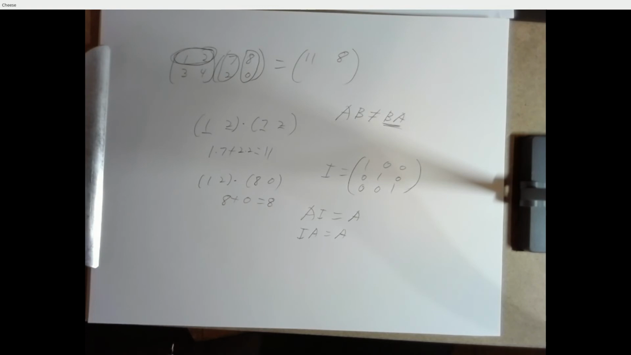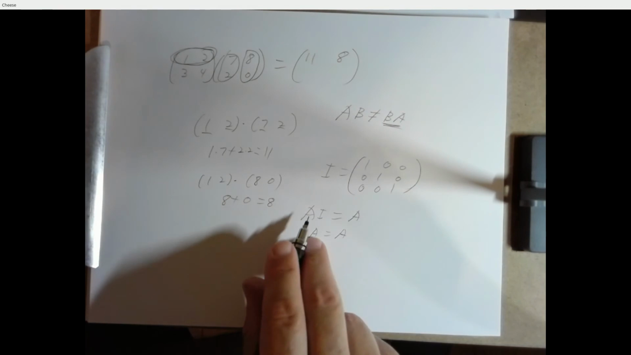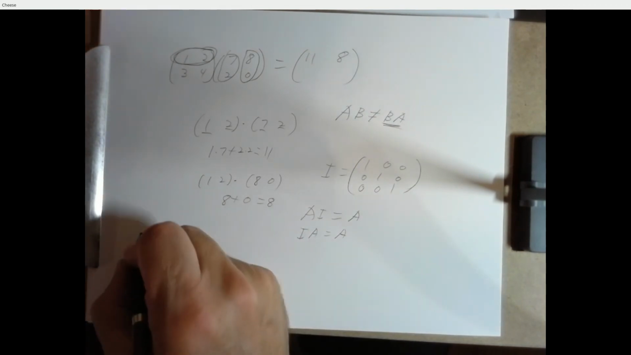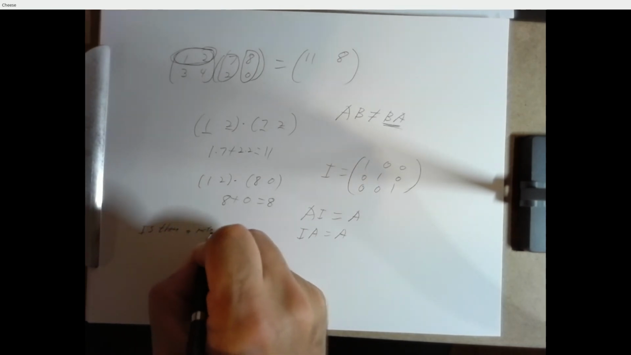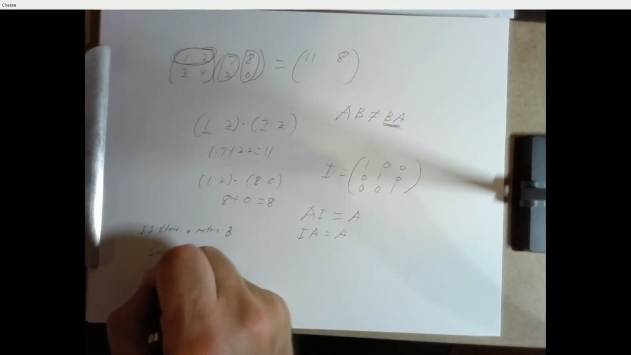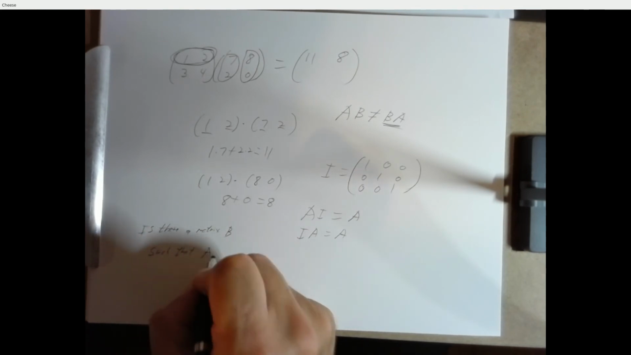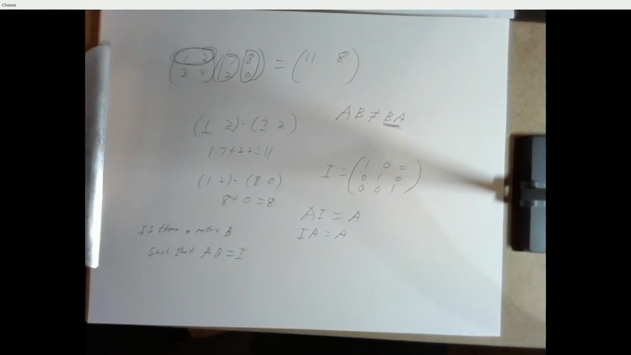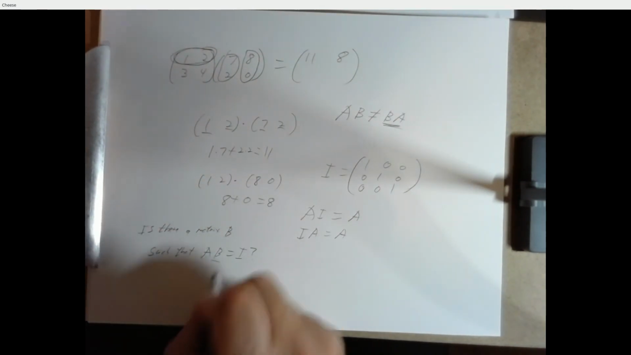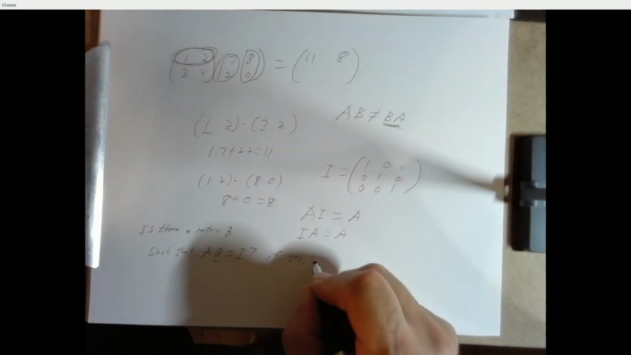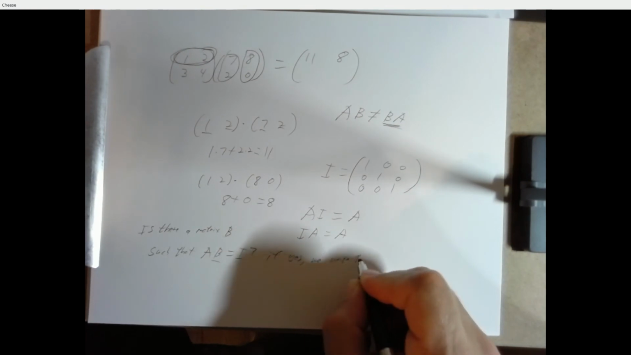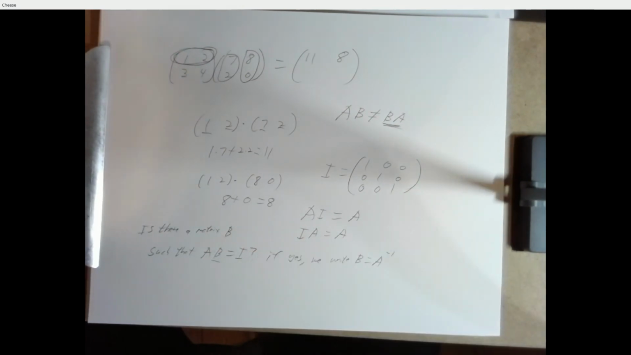All right, so the last piece of this is if we have a matrix A and we have an identity matrix, we can ask the following question: is there a matrix B such that A times B is equal to the identity? And it turns out in a lot of cases there is no such matrix B, but if there is, then we can write that B is equal to the inverse of A.